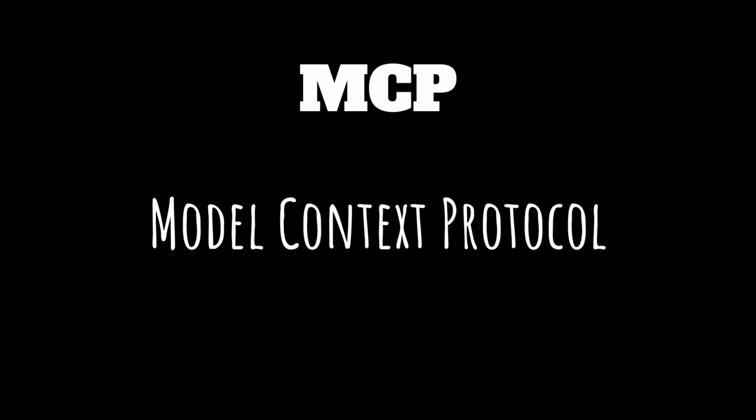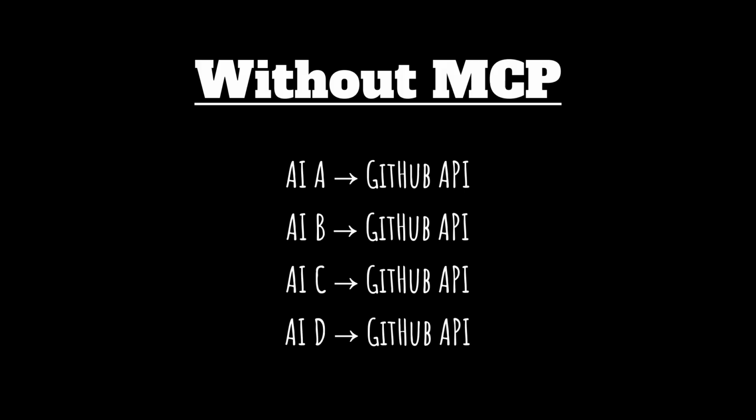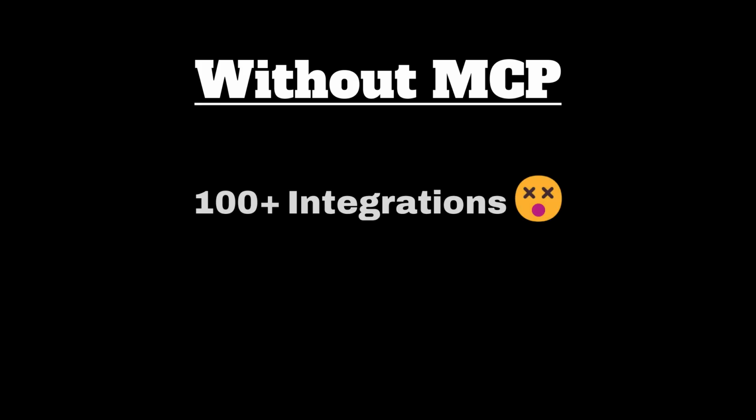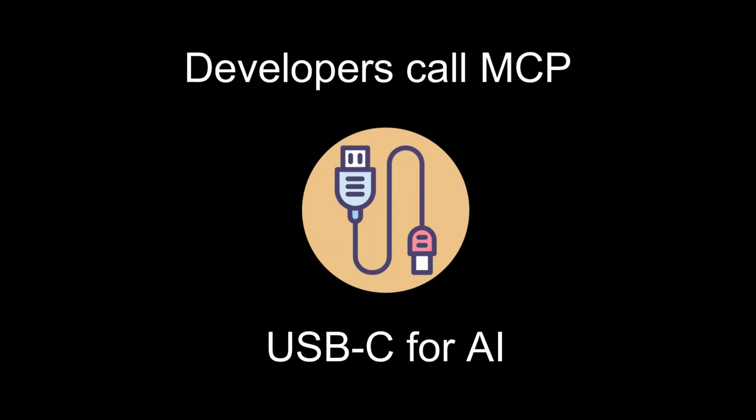MCP stands for Model Context Protocol. Think of it as a common language that lets AI models communicate with external tools and data. Without MCP, every AI application needs its own custom integration. If you have 10 AI apps and 20 tools, you would end up creating hundreds of separate connections. With MCP, every tool only needs to support the MCP standard once, and every compatible AI assistant can use it. That's why developers are calling it the USB-C for AI.